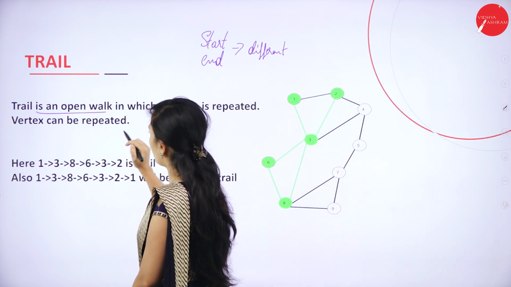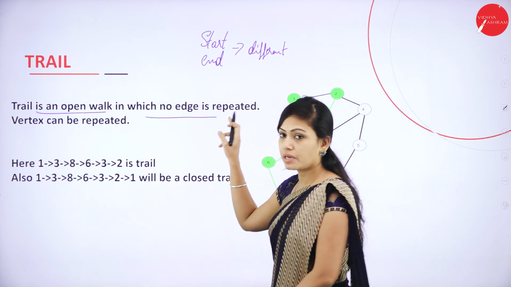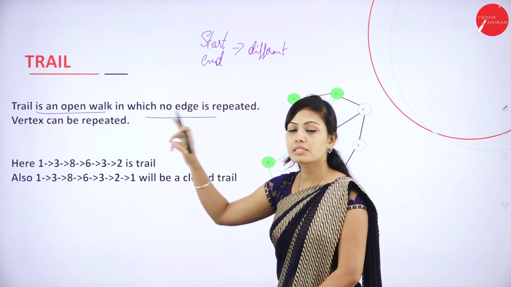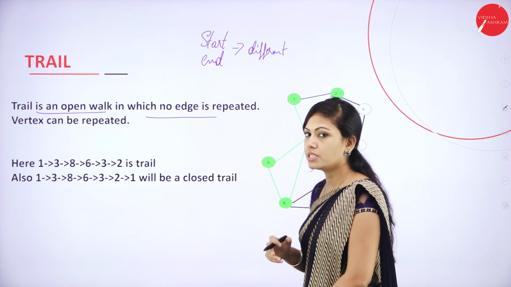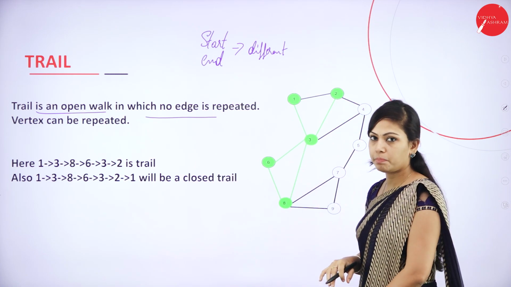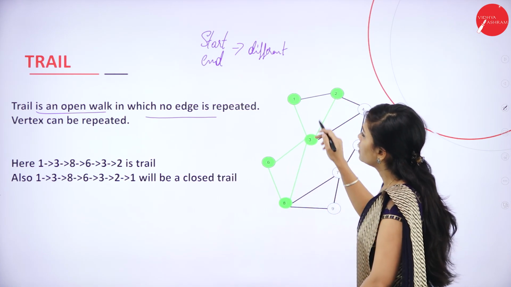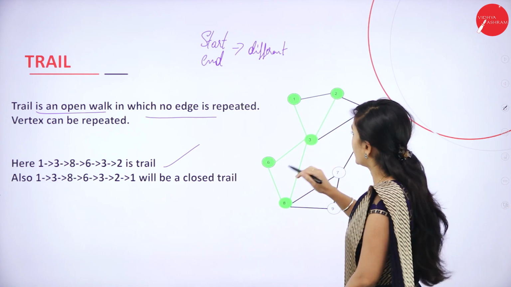A trail is an open walk in which no edge is repeated but a vertex can be repeated. No edge is repeated, vertex can be repeated. I'll explain with an example. So here you just observe this diagram.